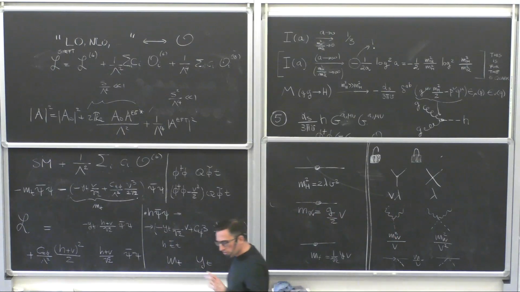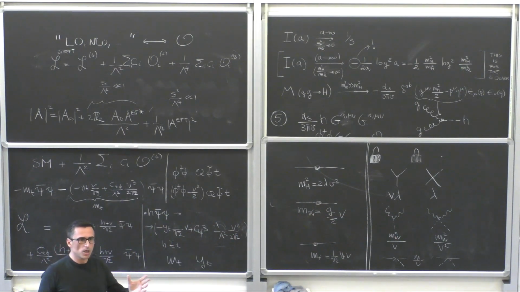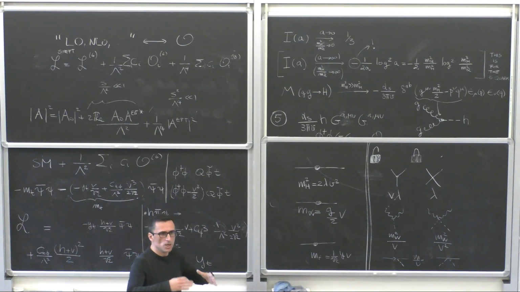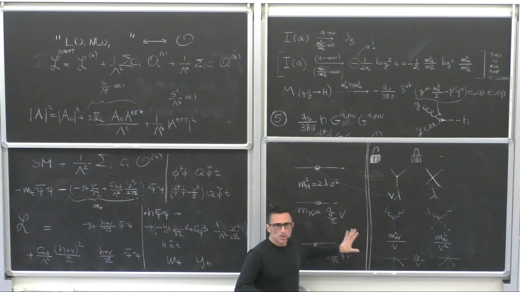So this is a graphical way of thinking about what a dimension 6 operator does in the standard model. Of course, there are many, so they also introduce new interactions that were not there, so it's much more complex than that. But on the standard model couplings, this is what it is, really. Okay? This is what happens at dimension 6.